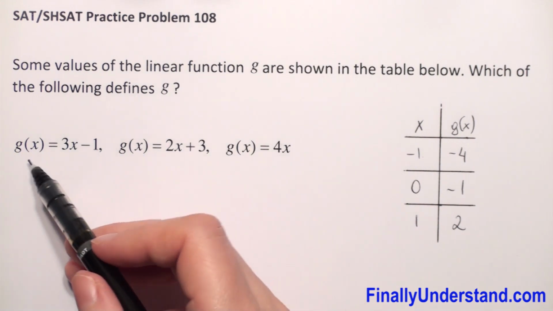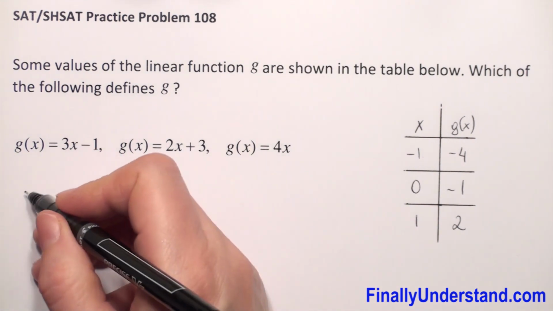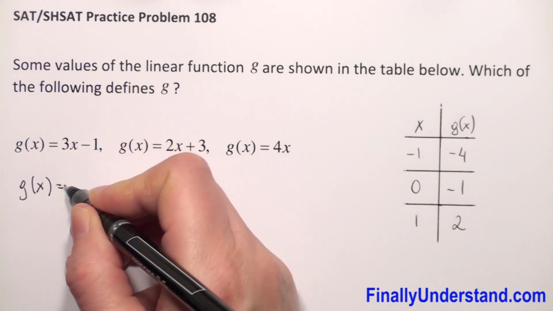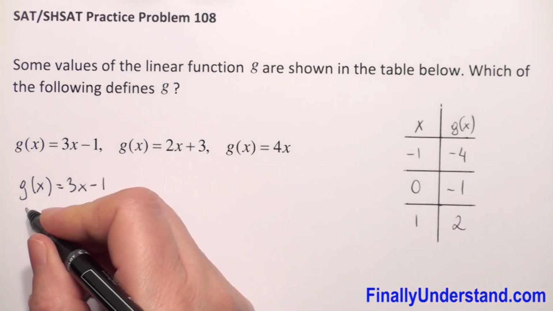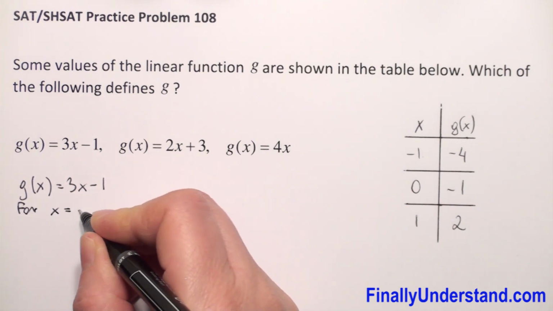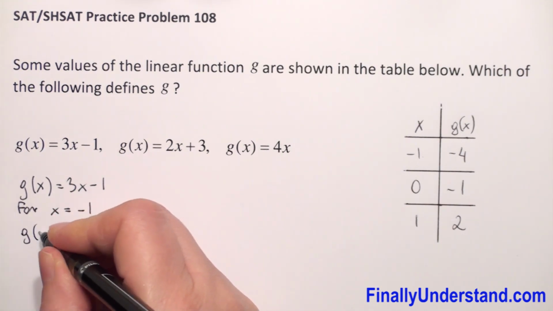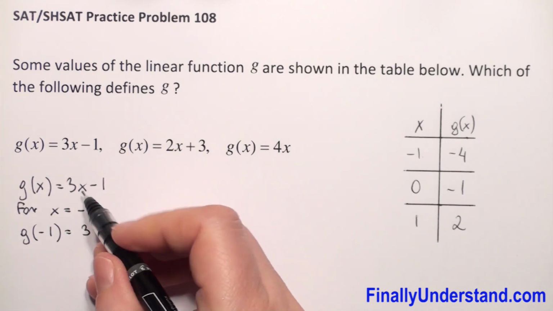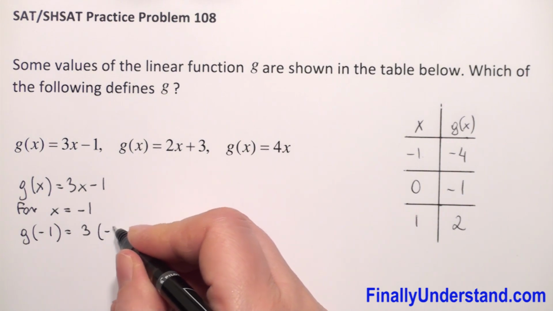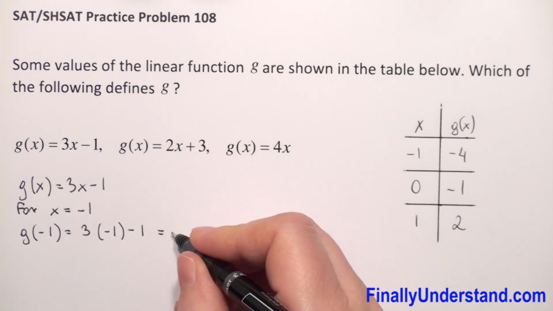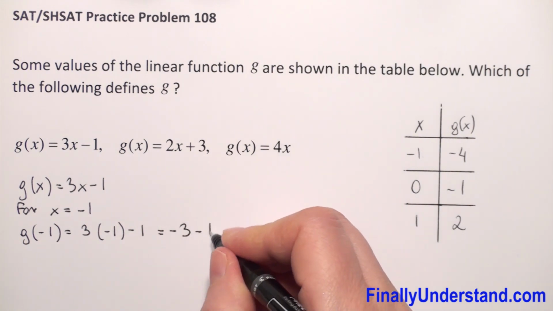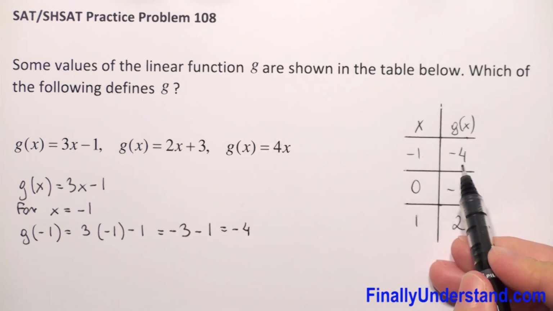So let's take our first function. g of x is equal to 3x minus 1. Let's see what will be if we substitute x by -1. For x equals -1, what will g of -1 be? We have to substitute x by -1. Minus 1 we copy. This is equal to 3 times -1 is -3, and we have -1, so this is -4. We have the value -4. So now everything is okay.